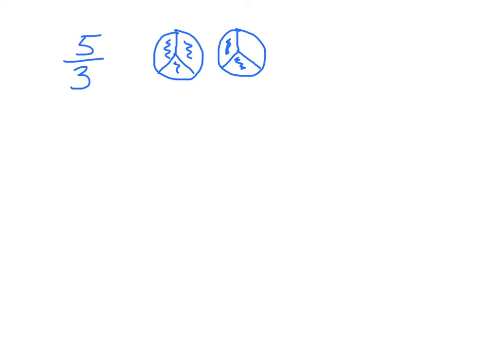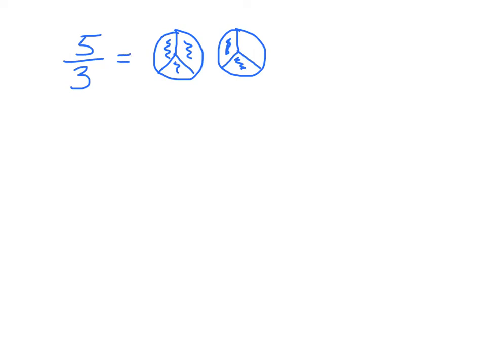It's not sixths. I realize there are 6 different pieces there, but each one of the wholes is divided up into thirds. So that's what we're talking about when we talk about the denominator being divided up into thirds. So this is a picture showing 5/3.